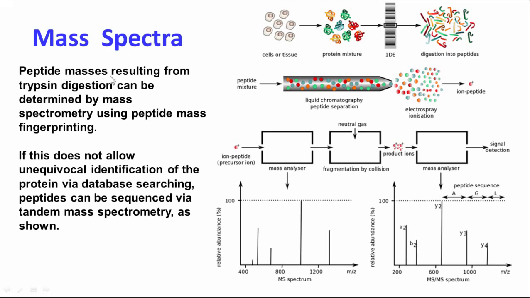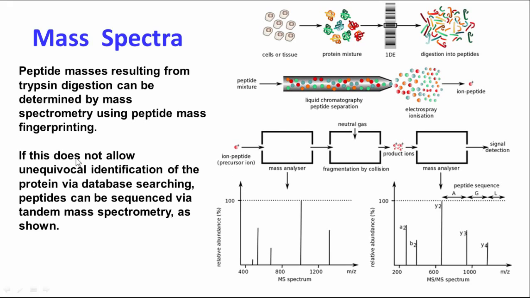If the peptide masses resulting from trypsin digestion can be determined by mass spectrometry using peptide mass fingerprinting, this will sometimes allow us to identify what the protein is, because we can match this up with the genomic databases and various other databases. I'll give you links to that in your handout.